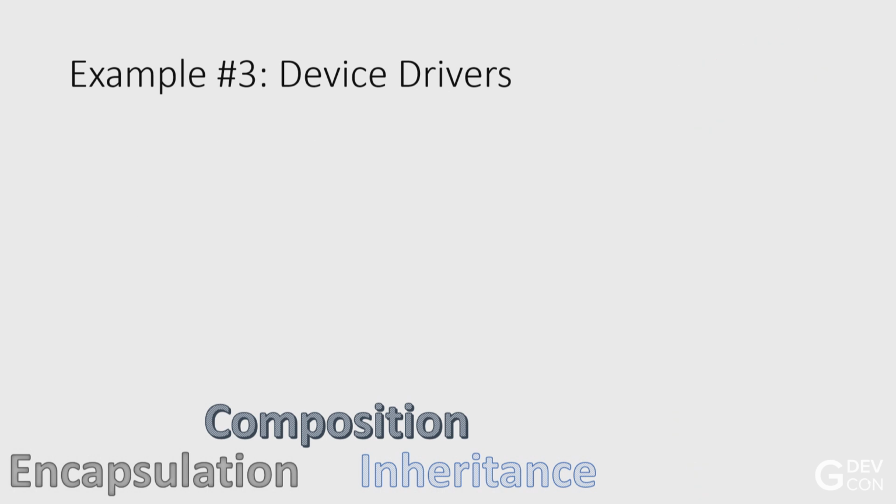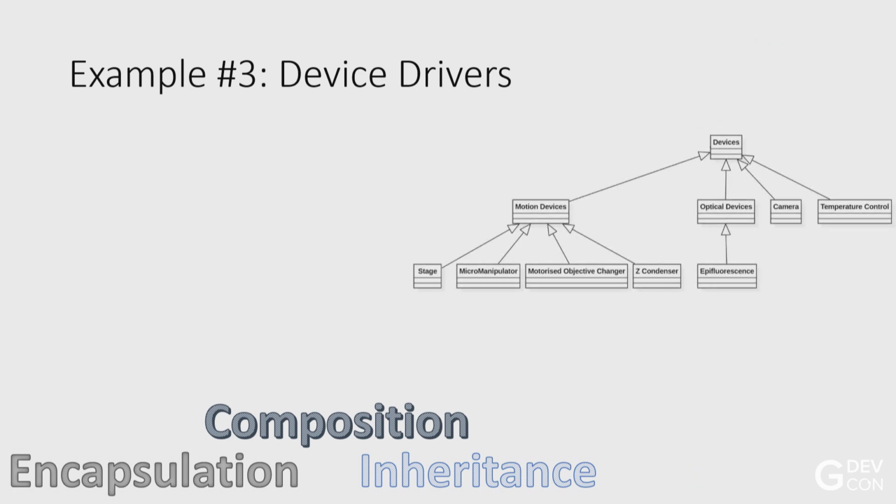So with this in mind and what we know about inheritance, I started off by creating a device class hierarchy. So here we have devices, and underneath devices we have different items such as motion devices, optical devices, cameras, and temperature controllers. Inside there, we have the individual items that can move on a microscope, such as a stage, a micromanipulator, an objective changer, and different axes, such as a Z condenser.